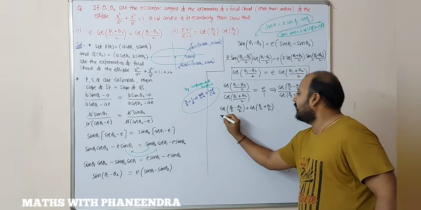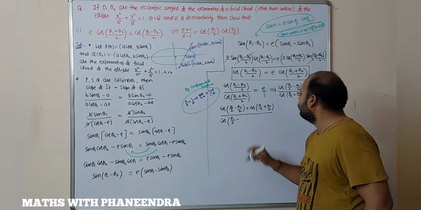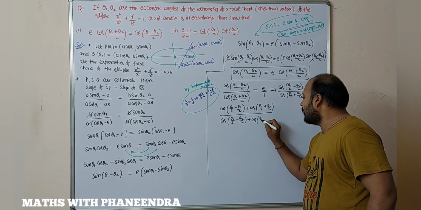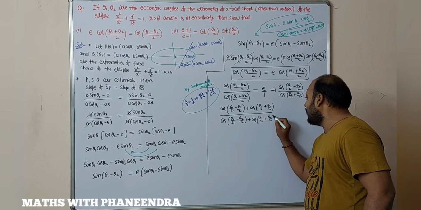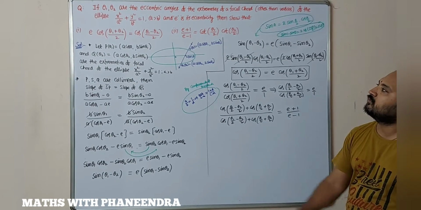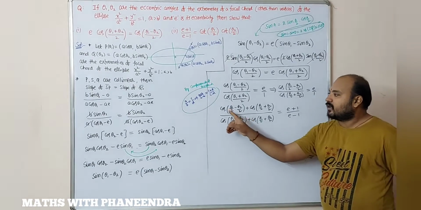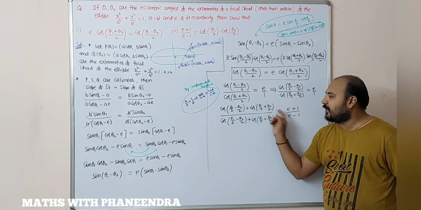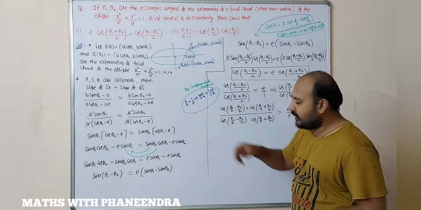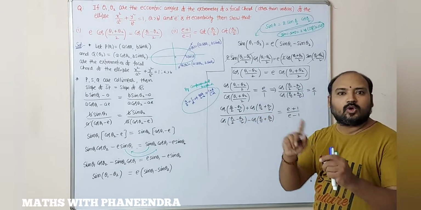So (a plus b) by (a minus b): cos of (theta 1 by 2 minus theta 2 by 2) plus cos of (theta 1 by 2 plus theta 2 by 2), divided by the corresponding difference, is equal to (E plus 1) by (E minus 1). So this side we got it now. Cos of (a minus b) plus cos of (a plus b), what is the formula? Sorry, here minus now, in the denominator it should be minus. Cos of (a minus b) plus cos of (a plus b) is 2 cos a cos b.